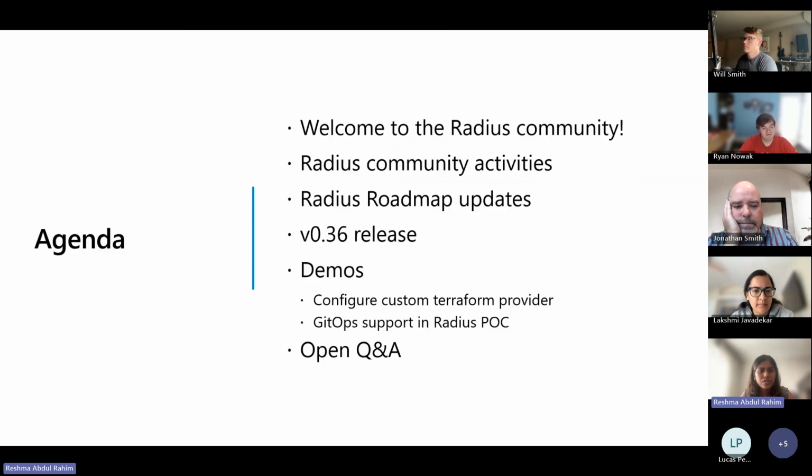Let's take a look at the agenda for today. We wanted to extend a welcome to the Radius community members, share some updates on the community activities that we were up to in the past month, and share some updates on the Radius roadmap and release. We have two demos today. One is about configuring the custom Terraform provider, which Lakshmi will be presenting. And then we have a POC that we've been working on, which is about the GitOps support in Radius. We just wanted to share what we've built so far to get some early feedback from the community. And then we'll open the floor for Q&A.